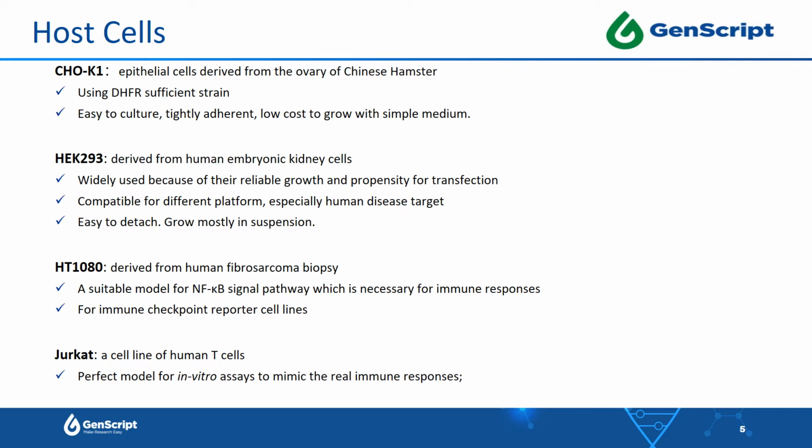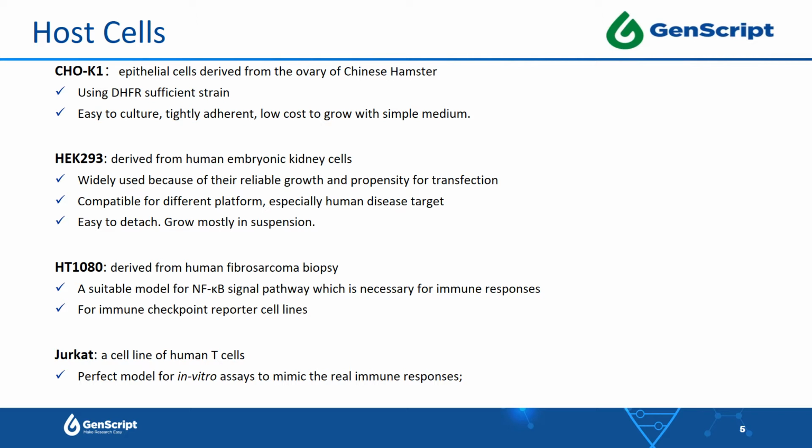CHO-K1 is the most popular host cell used in recombinant cell line for drug discovery. It is an epithelial cell line derived from the ovary of Chinese hamster. The CHO-K1 cell we used at Genscript for stable cell line generation is a DHFR sufficient strain. These cells are easy to culture, they are tightly adherent to the vessel, and cost very low to grow with simple medium.